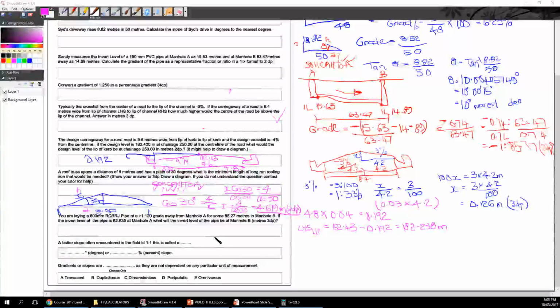Okay, you are laying a 600 reinforced concrete rubber ring jointed pipe at a 1 to 120 grade away from a manhole for some 85.27 meters. So here's our manhole here. We're laying away, and it's going at a plus gradient, so it's going uphill, and the distance is going to be 85.27.